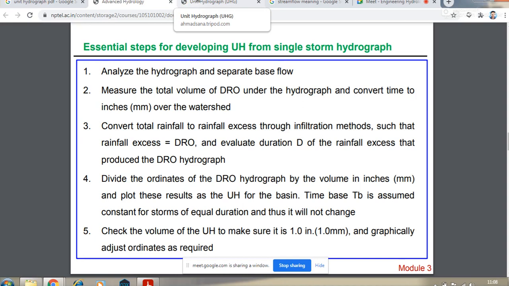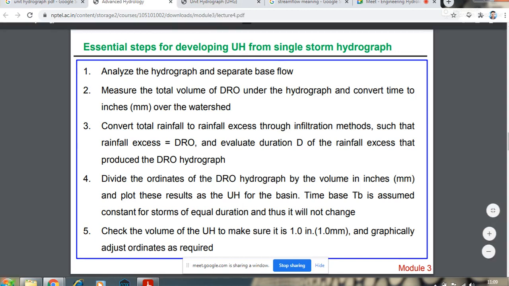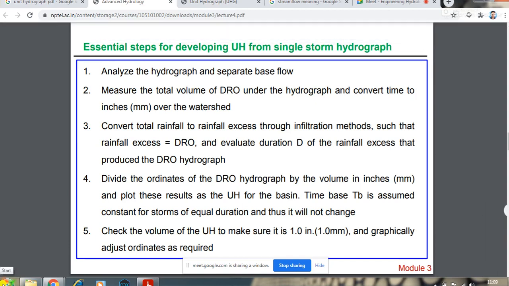Next, the time base is assumed constant for storms of equal duration. Thus it will not change. And the last one is to check the volume of the unit hydrograph to make sure it is 1 inch, and graphically adjust the ordinates. So we have to check the volume of the unit hydrograph, because obviously we have to consider the unit value of 1 inch, which we can change from the graph whenever we want.